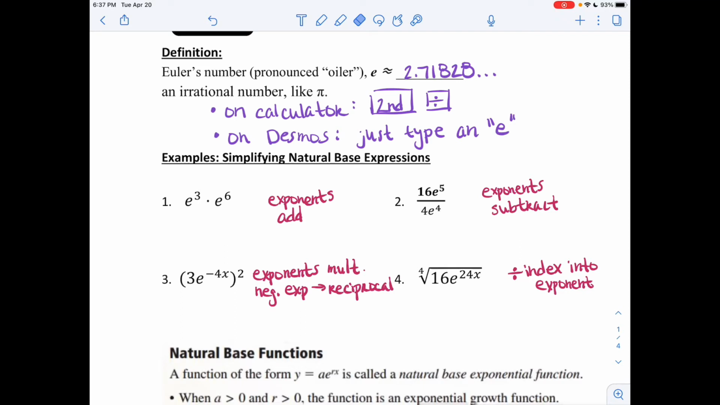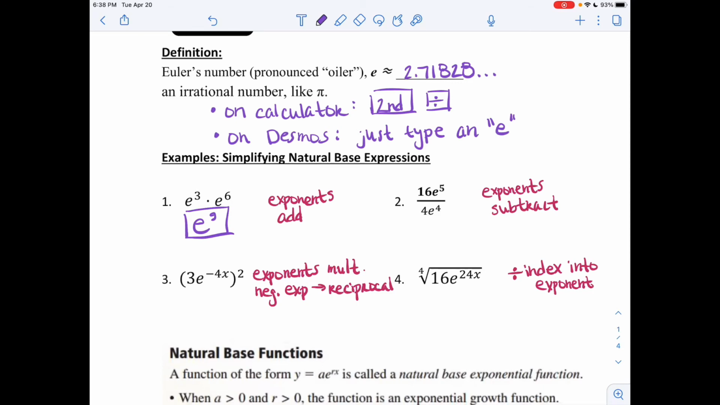Let's talk about how to deal with e in expressions. And e can have an exponent on it, similar to a variable. Because it can have exponents, we use the same types of rules that we had for exponents on variables. In other words, if we are multiplying two things that have e as a base raised to an exponent together, our exponents are going to add. So e to the third times e to the sixth would be e to the ninth, 3 plus 6.